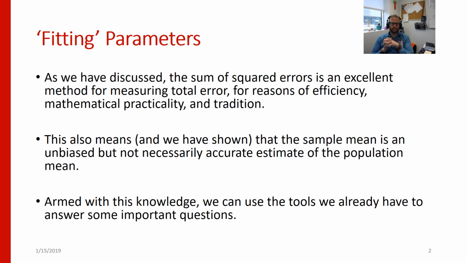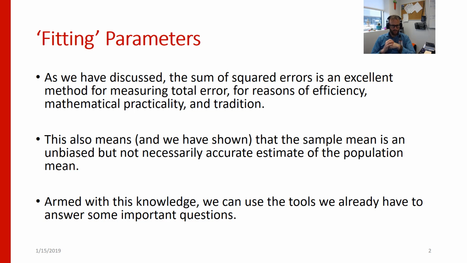As we discussed in some previous lectures, we build a model in which we have certain parameters, and we use the data from the sample to estimate the true values of those parameters in the population. The sum of squared errors is an excellent method for measuring the total amount of error that we have. This is true for reasons of efficiency and mathematical practicality, of using squares versus absolute values, and also just traditionally, since most people have done it this way. So we might want to continue making decisions using this as our method of estimation.